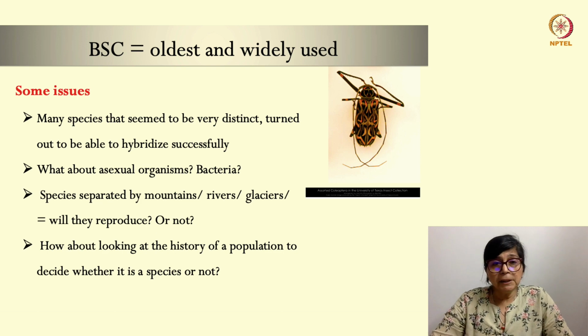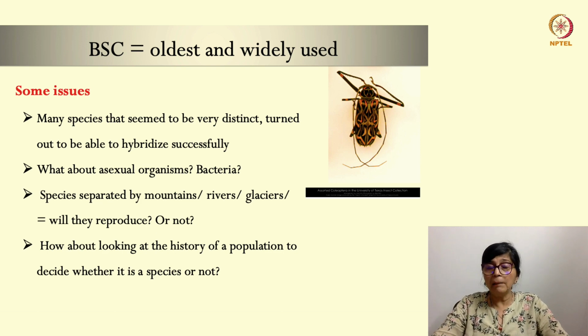So, the biological species concept, summing up, is the oldest species concept and the most widely used. Some issues are there. Many species that seem to be very distinct turned out to be hybridizing successfully, like the crows and the gamblelocks. When it comes to the biological species concept, we are mostly talking about sexual organisms which can interbreed or not. What about asexual organisms, like bacteria? How do we study speciation in them? What is the species in those kinds of organisms, right?